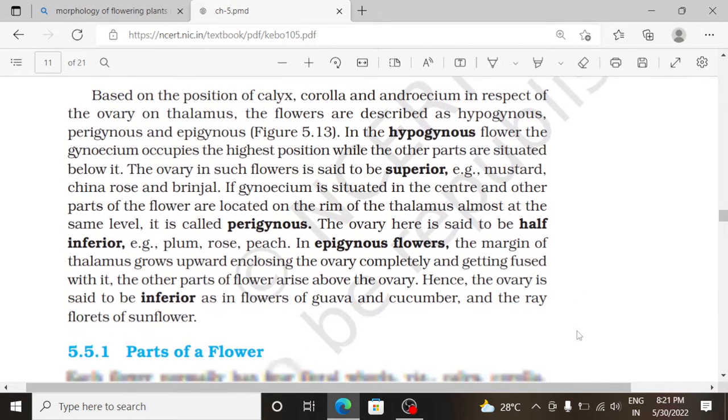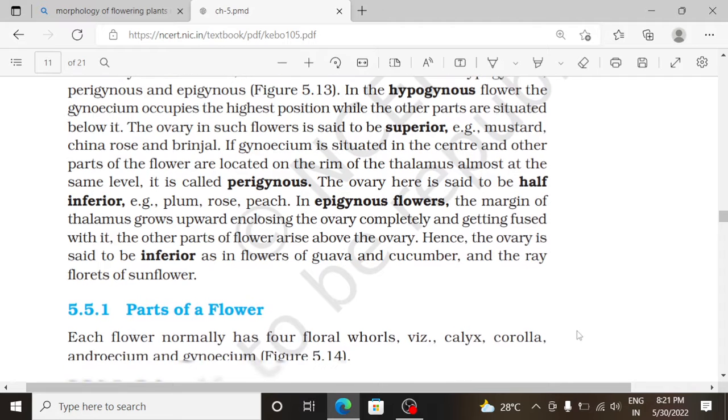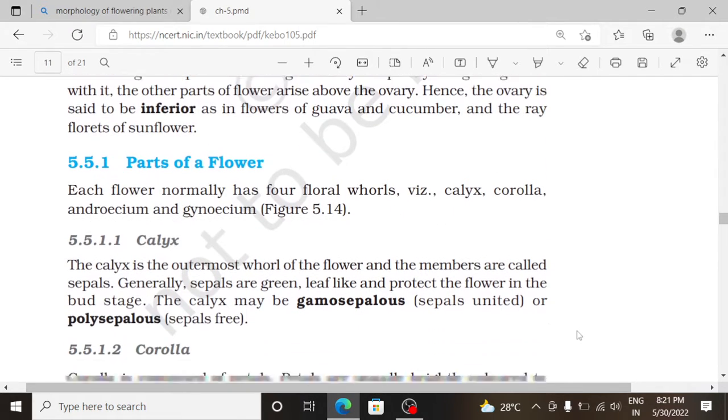If gynoecium is situated in the center and other parts of the flower are located on the rim of the thalamus, almost at the same level, it is called perigynous. The ovary here is said to be half inferior. Example: plum, rose, peach. In epigynous flowers, the margin of thalamus grows upward, enclosing the ovary completely and getting fused with it. The other parts of flowers arise above the ovary. Hence, the ovary is said to be inferior, as in flowers of guava and cucumber, and the ray florets of sunflower.